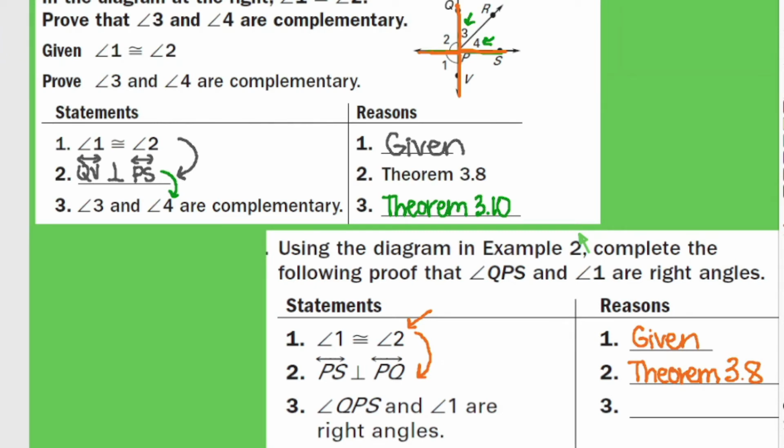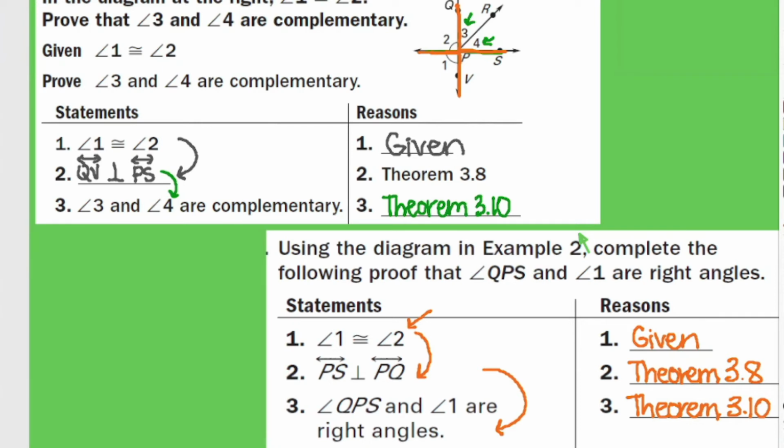And now that we have perpendicular lines, which theorem says that if you have perpendicular lines, then you have right angles? The definition of a perpendicular line says that the lines intersect at a right angle. So this new theorem is a little more strong. Do you remember the one that says if you have perpendicular lines, then you have 4 right angles? We aren't listing all 4 here, but that's the one we want to use, theorem 3.10. If 2 lines are perpendicular, then they intersect to form 4 right angles.